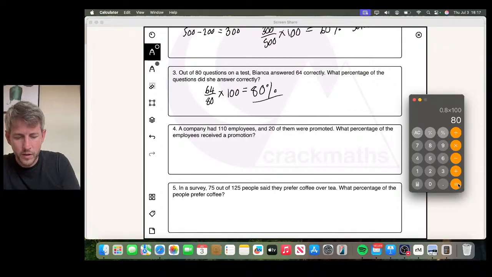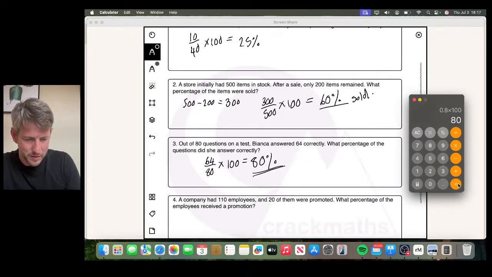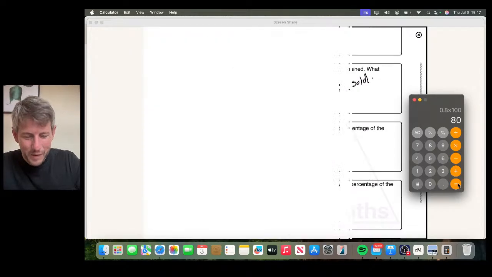Right. Oh, I've stopped my double lining thing. I always tell people to double line their answers to make it obvious for me to mark it. But I'm not doing it myself.